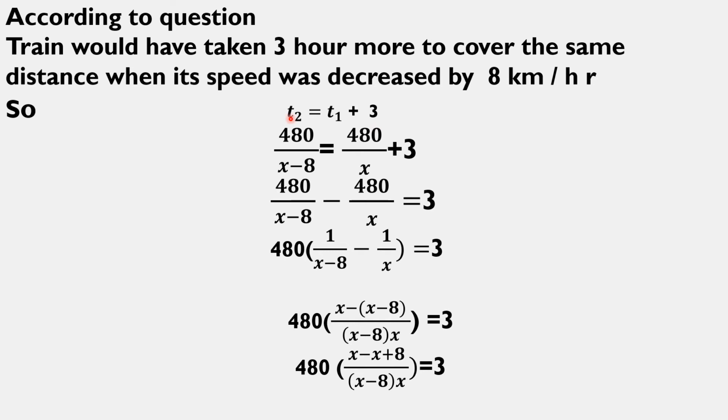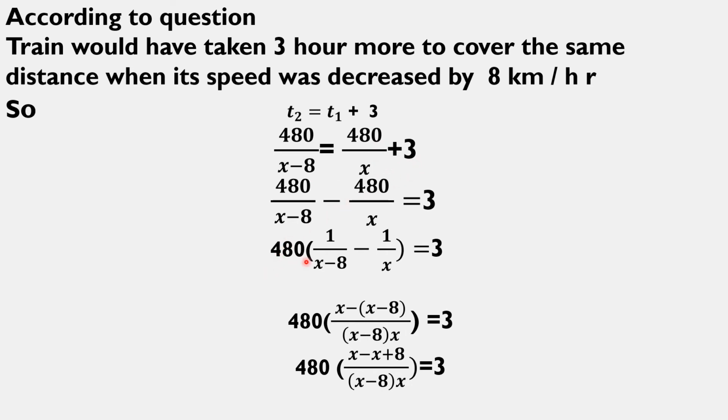t2 is the time taken by the train when the speed of the train is decreased by 8 km per hour to cover the same distance of 480 km. And t1 is the time taken by the train to cover the distance of 480 km with uniform speed when the speed is not decreased. So in that case, the train would take 3 hours more to cover the same distance. So here algebraically we represent it as 480 upon x minus 8 equal to 480 upon x plus 3.